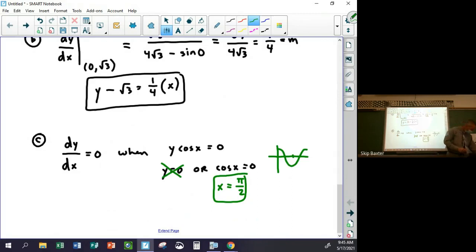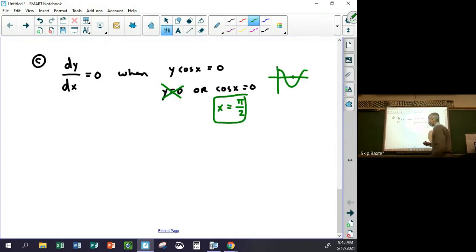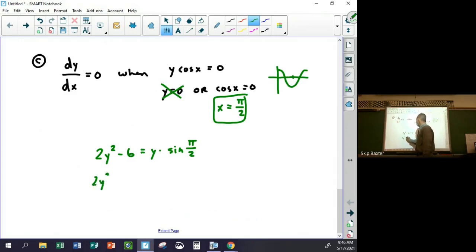So that's that. Now they want you to find the coordinates. Oh, so this would not be full credit. We just wrote that. You have to now find the y coordinate of that same point. So you have to plug into the original expression. So 2y squared minus 6 equals y times the sine of pi over 2. Now you have to solve this for y. So it's a quadratic. Sine of pi over 2, what is that? It's 1. So you have 2y squared minus y minus 6 equals 0.